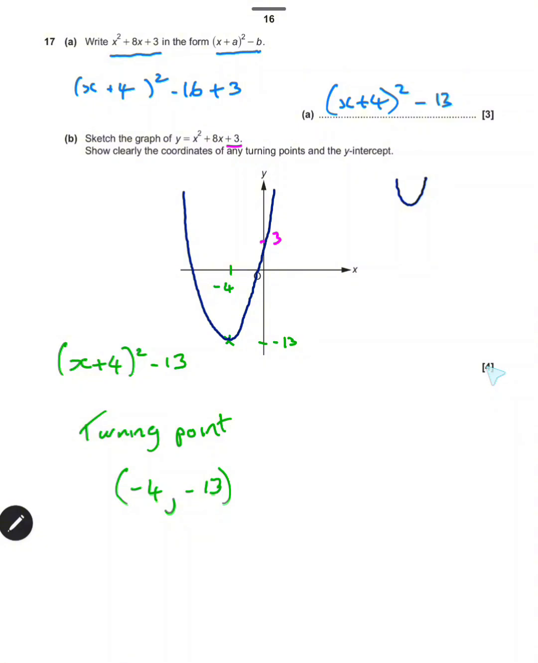This is only 4 marks. I'm not asked to find these values, these roots. If I were, I'd have to factorise that into double brackets, but I'm not, so I'm not going to do it. That would be full marks.